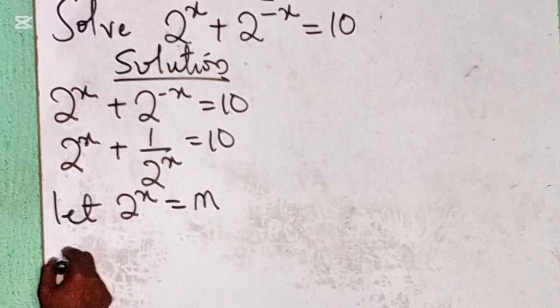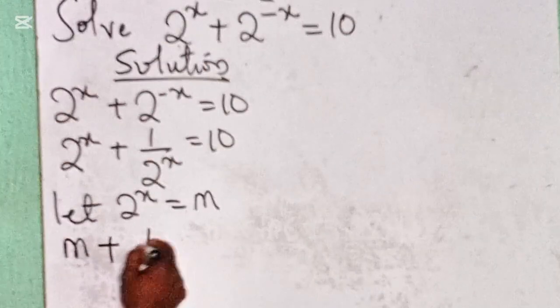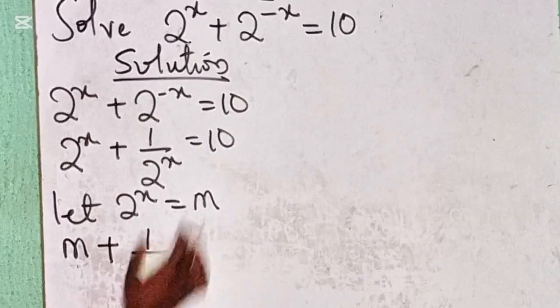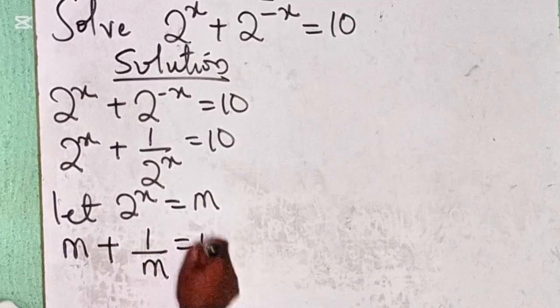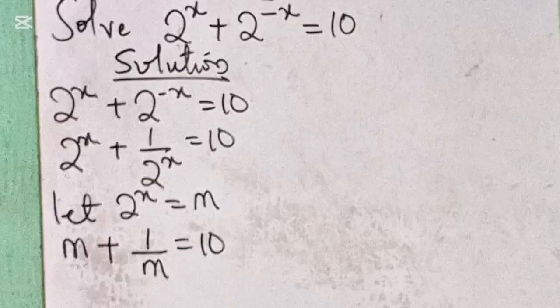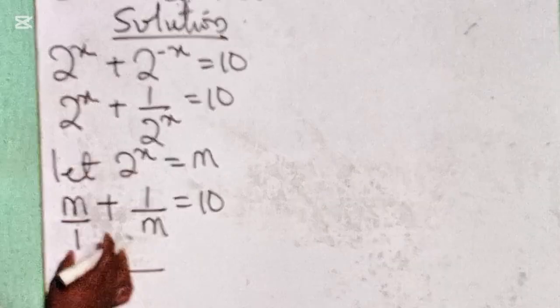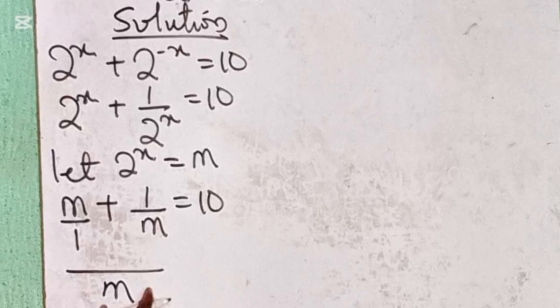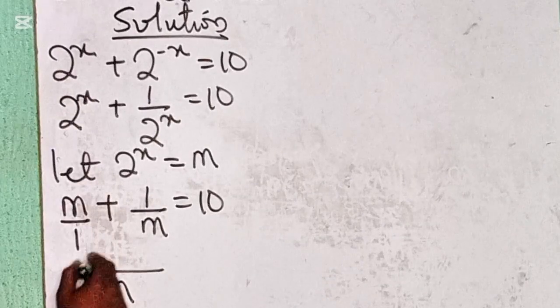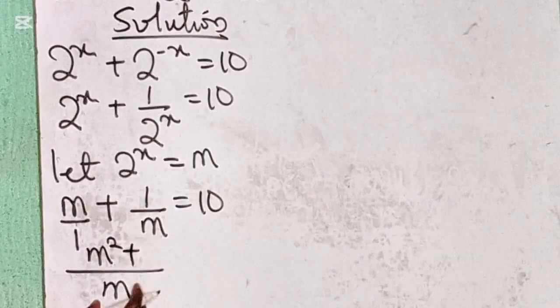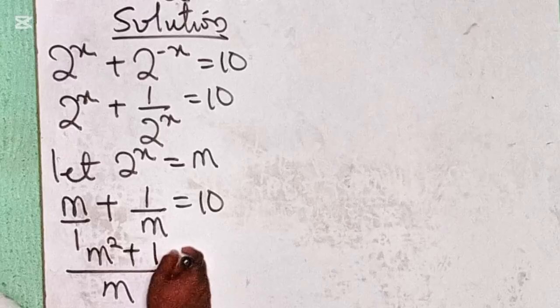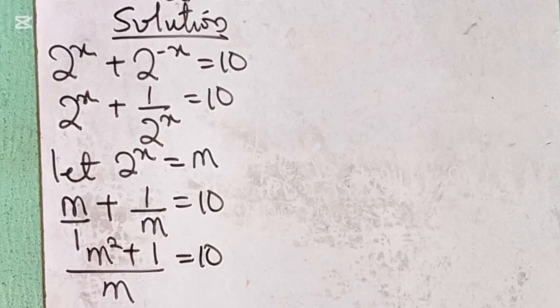So from here I'm having m plus 1 over m is equal to 10. Alright, so this is m over 1. So find the LCM of 1 and m, that is m. Divide m by 1 is m. m times m is m squared. Alright, divide m by m is 1. 1 times 1 is 1. Is equal to 10.